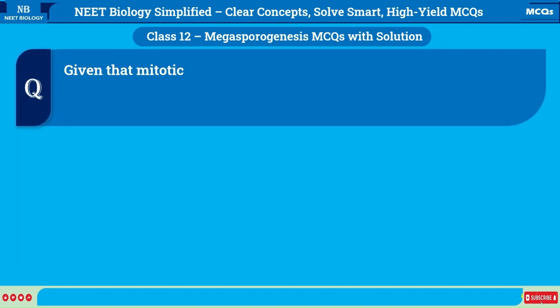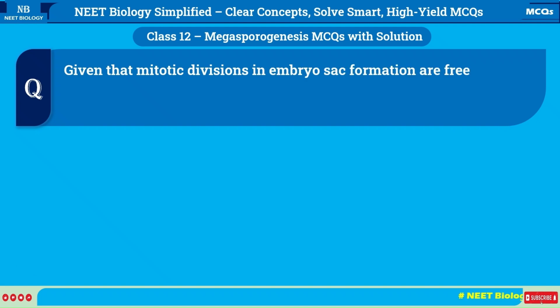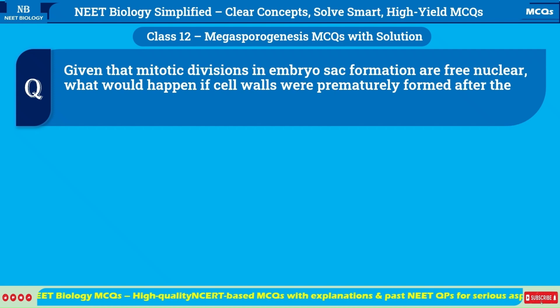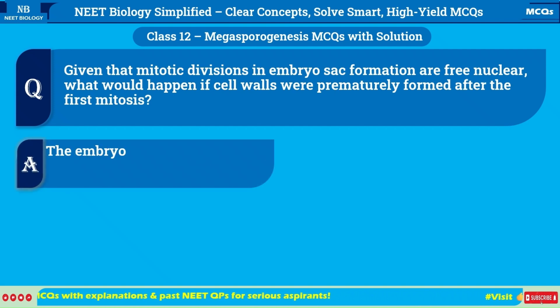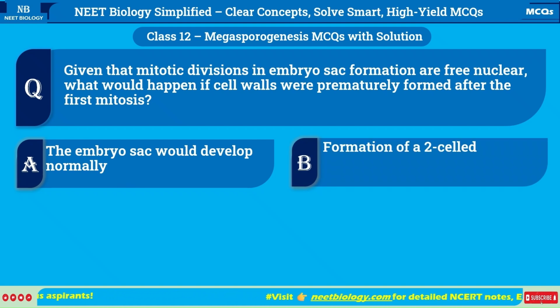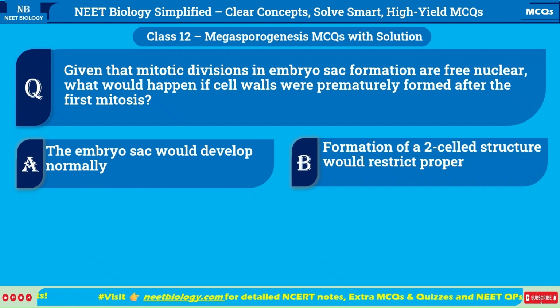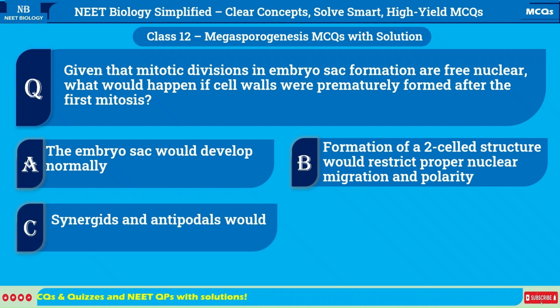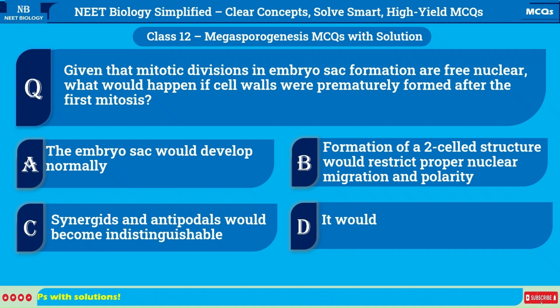Given that mitotic divisions in embryo sac formation are free nuclear, what would happen if cell walls were prematurely formed after the first mitosis? A. The embryo sac would develop normally. B. Formation of a 2-cell structure would restrict proper nuclear migration and polarity. C. Synergids and antipodals would become indistinguishable. D. It would cause development of extrapolar nuclei.